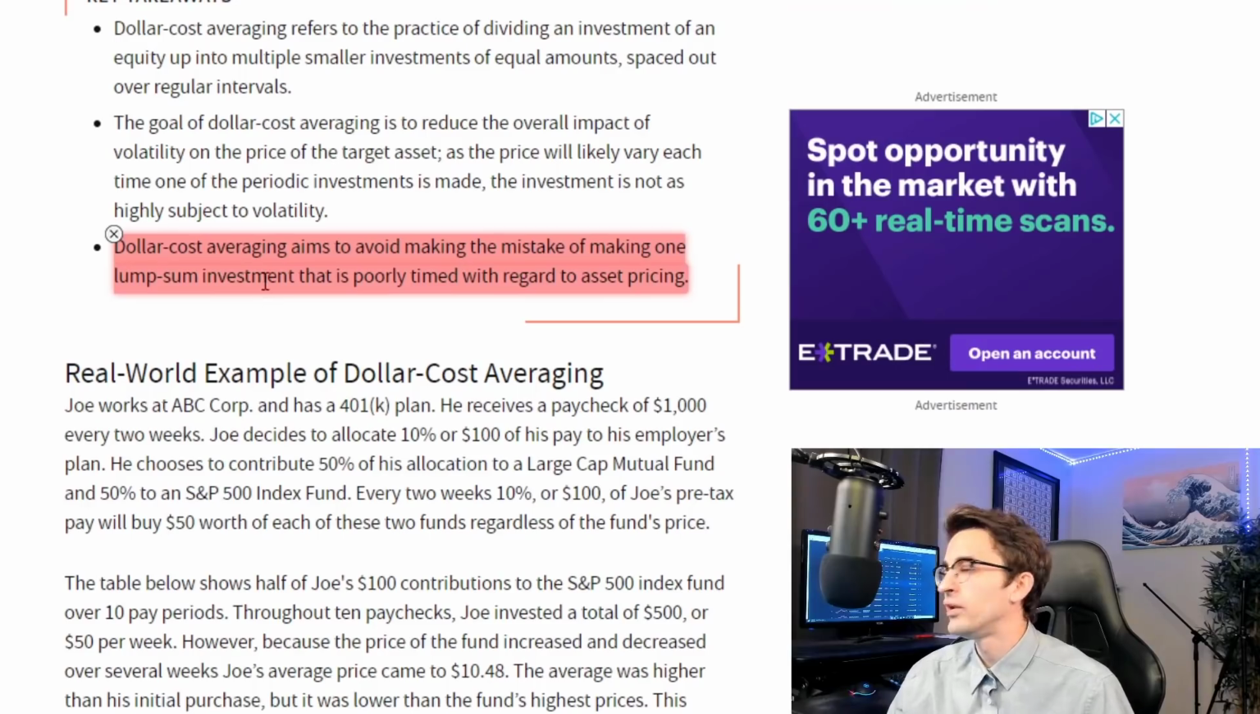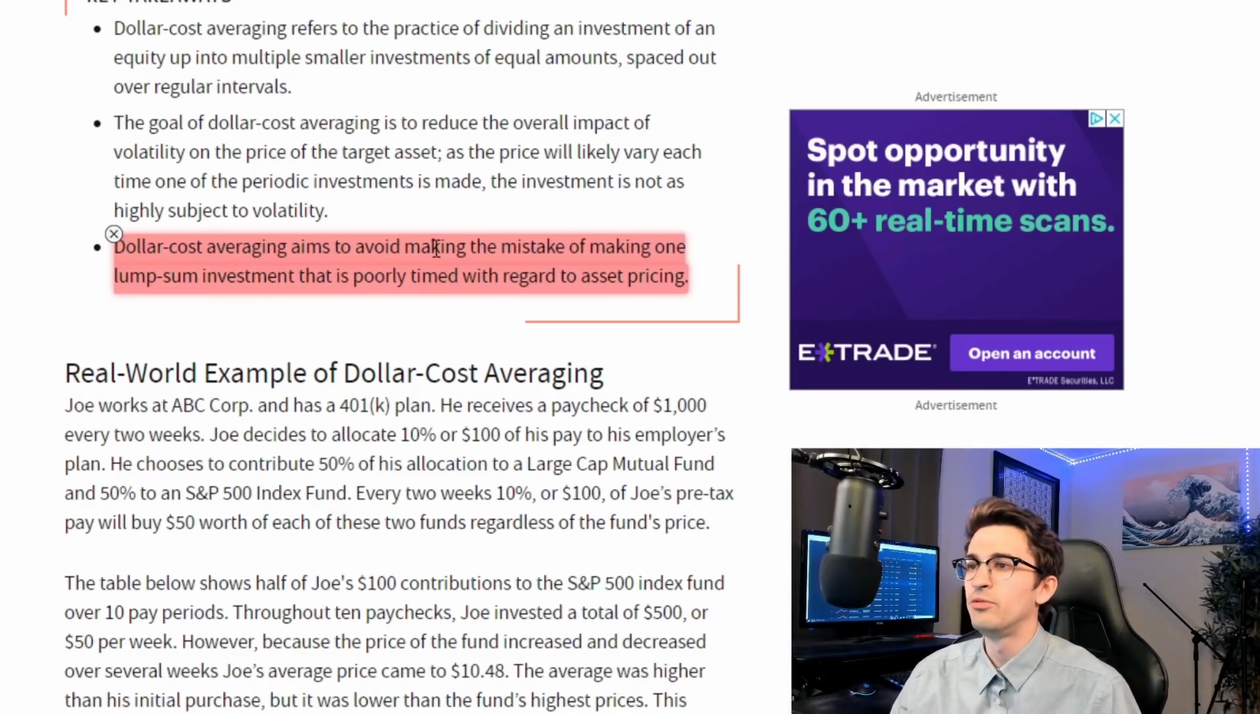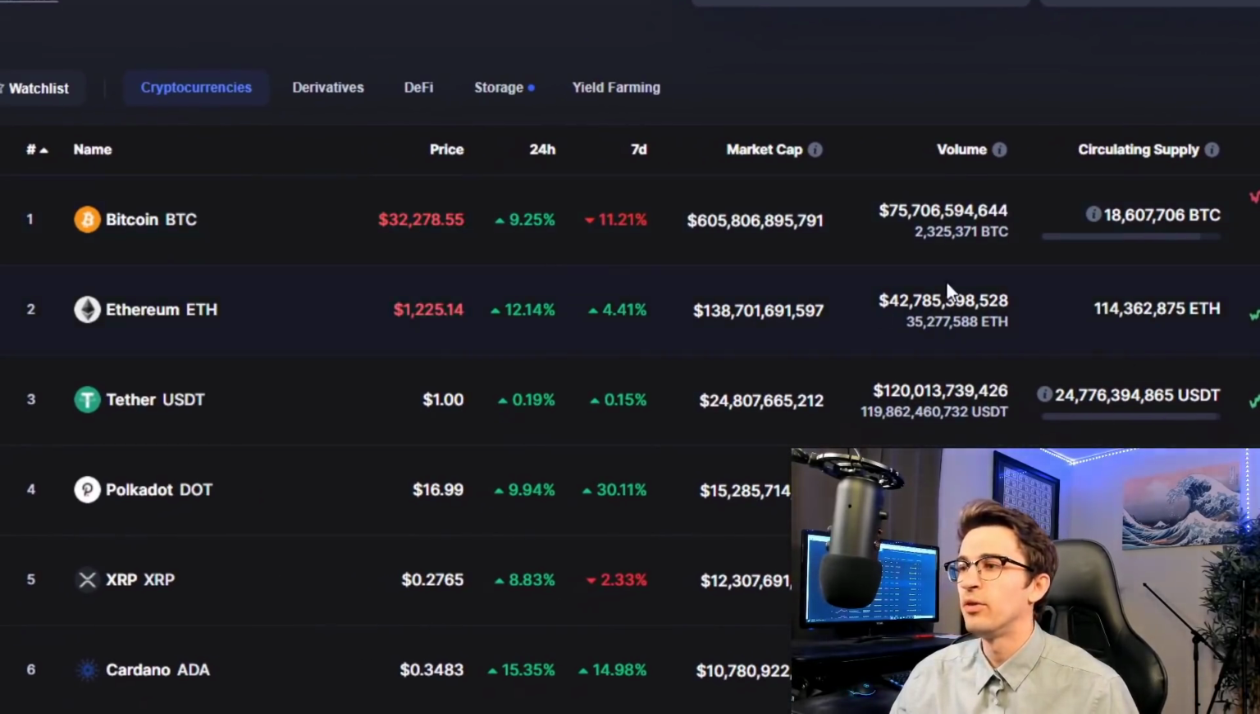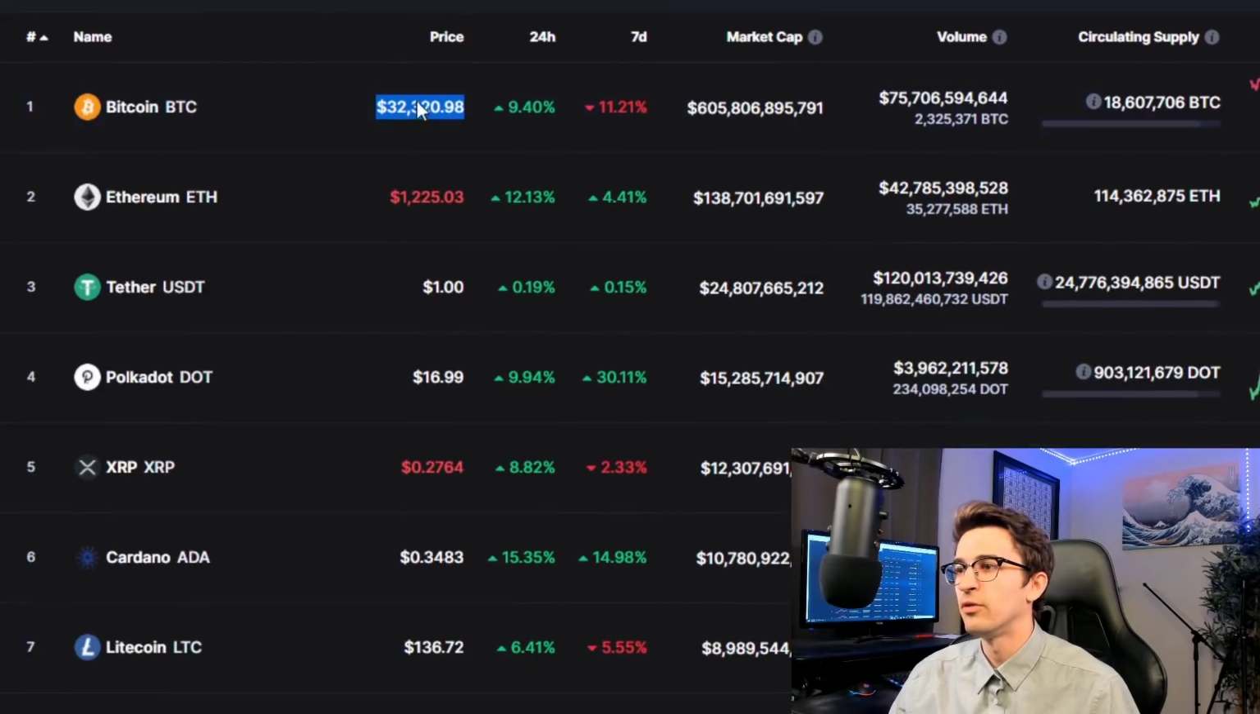Another major thing to highlight here is dollar cost averaging aims to avoid making the mistake of making one lump sum investment that is poorly timed with regard to asset pricing. For instance, everyone that just invested in Bitcoin and Ethereum at the peak price, I'm seeing a lot of people complain about this lately. Basically, they bought Bitcoin at 41,000 and now they're watching it crash below 30,000 yesterday.